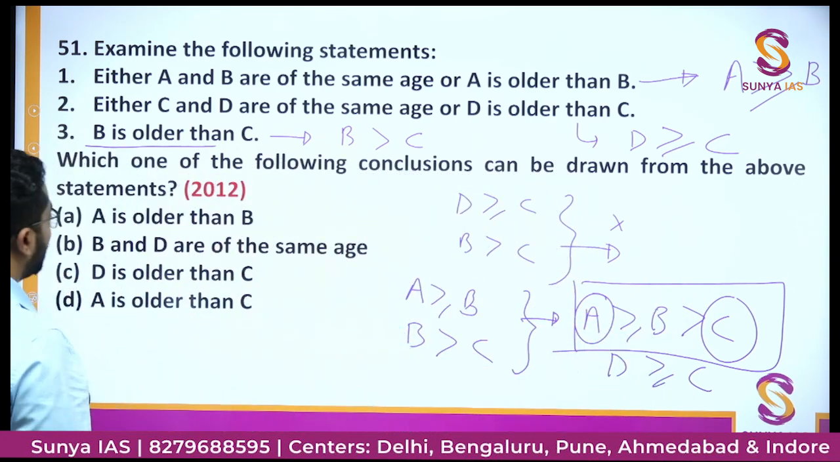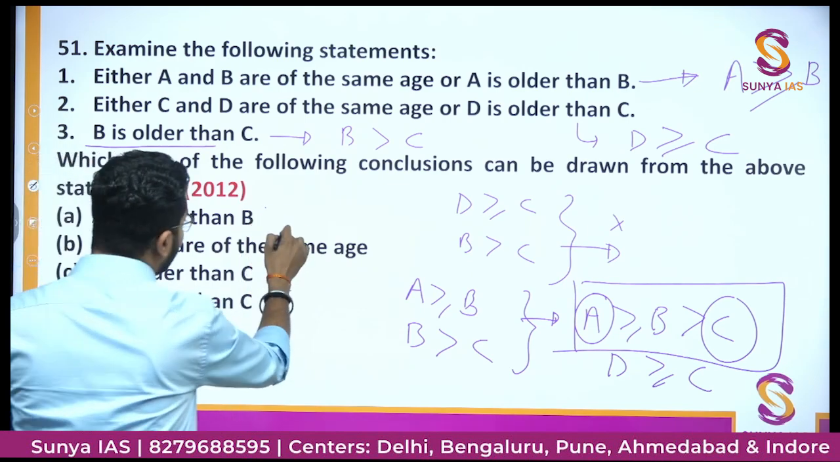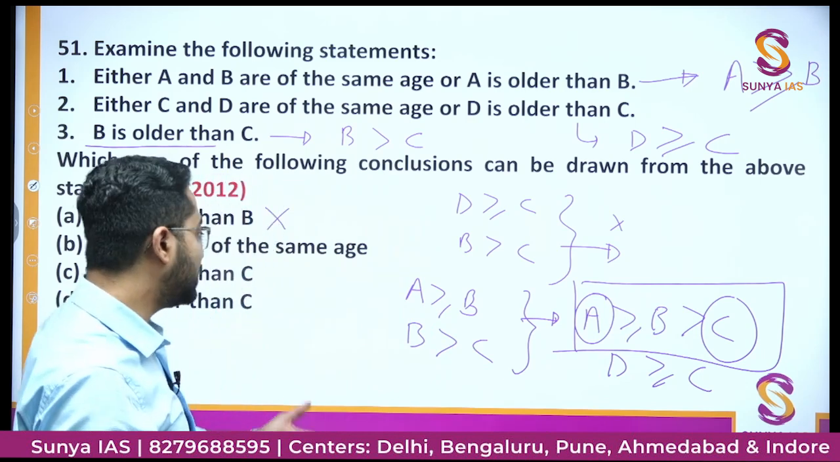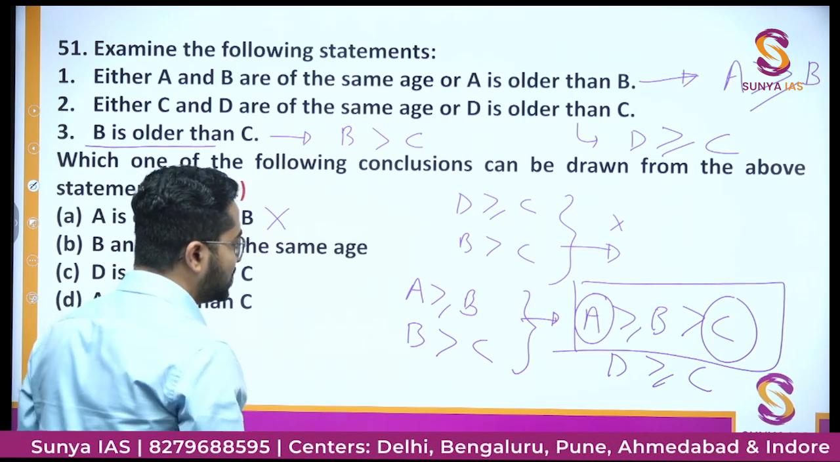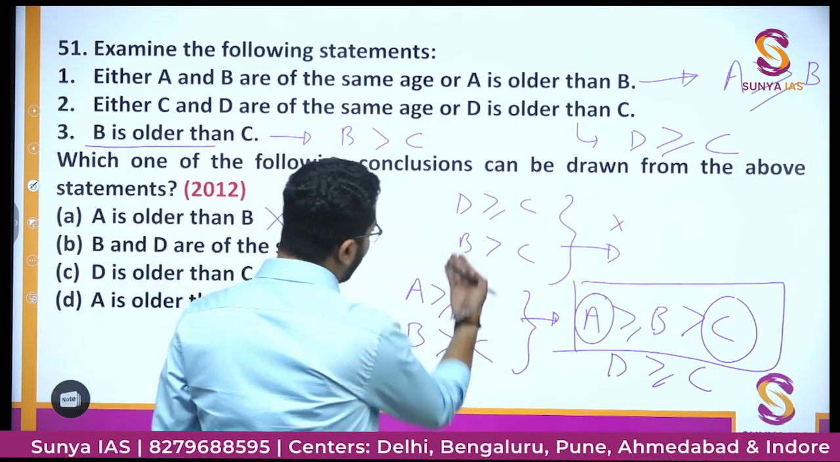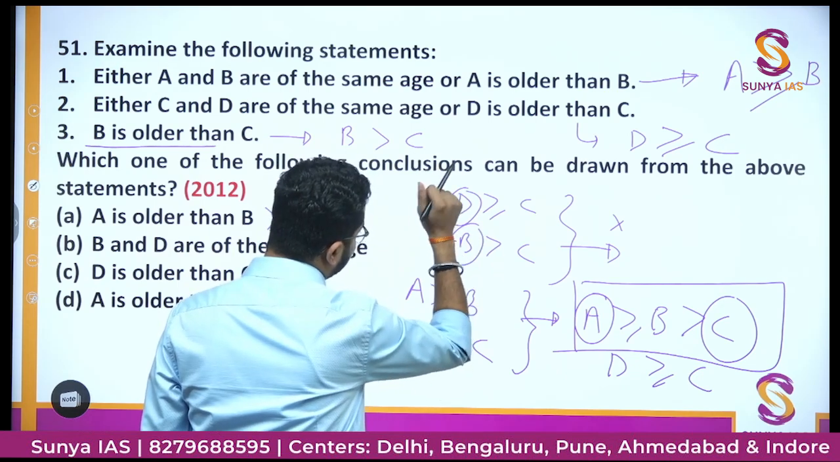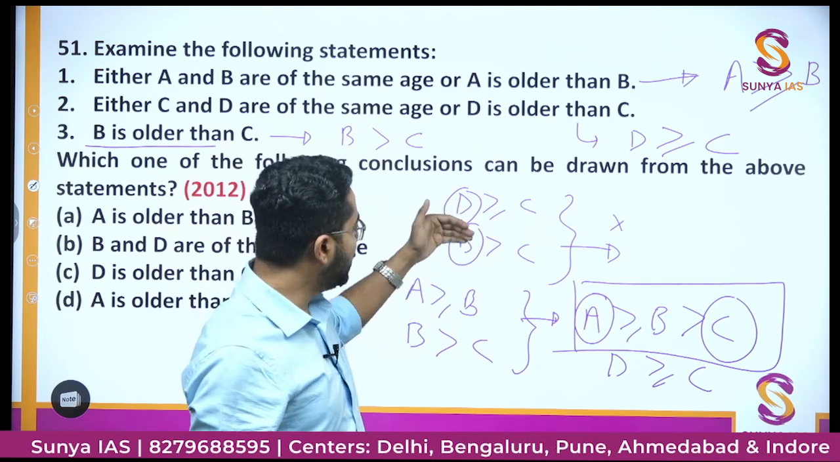That means A is older than C, that we can see accurately. A is older than C. So A is older than B, we cannot tell. Why? Because it is greater than or equal to. It might be older than B or it is equivalent to B. B and D are of the same age. No, we cannot find any information about the relation of B and D. तभी तो we cannot find any conclusion. कि B और D में कौन सा बड़ा है?